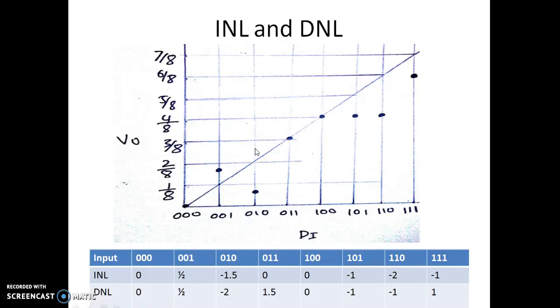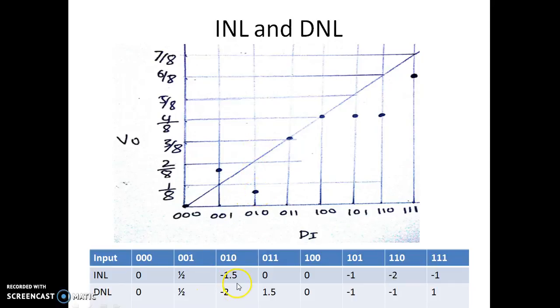This is somewhere between 2 by 8 to 3 by 8. It would have been 2.5 by 8, but it is over here. It is 0.5 by 8. So the amount of variation from the expected value and the actual output is minus 2 LSB.